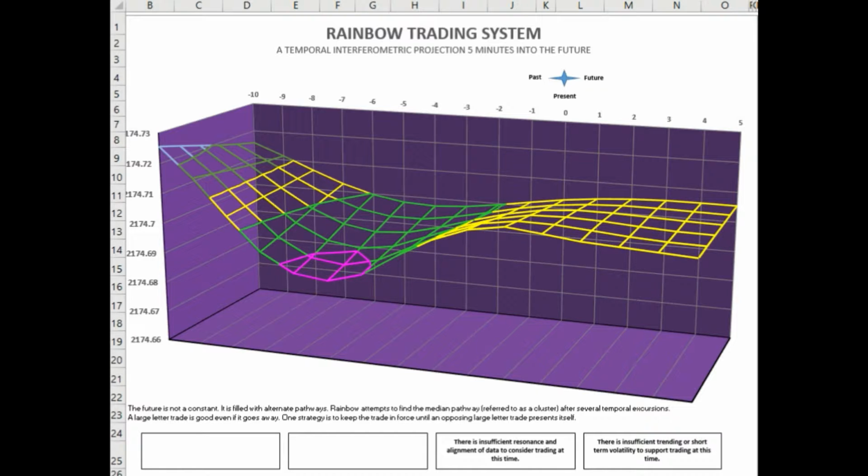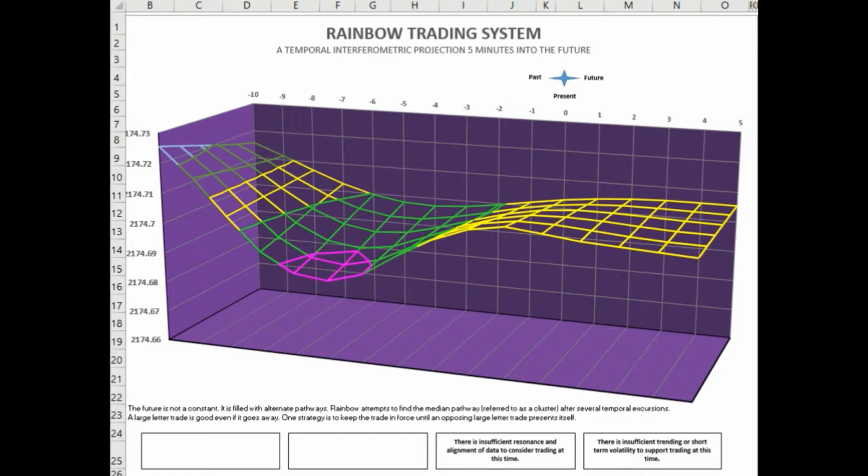The technical name for this gridded surface that you see in front of you is the temporal prediction surface, or the acronym is TPS. It spans from 10 minutes into the past to 5 minutes into the future when the incoming data is represented in our Rainbow proprietary model. It becomes columnized and directional. It yields directional vectors that can be interpreted as buy or sell.